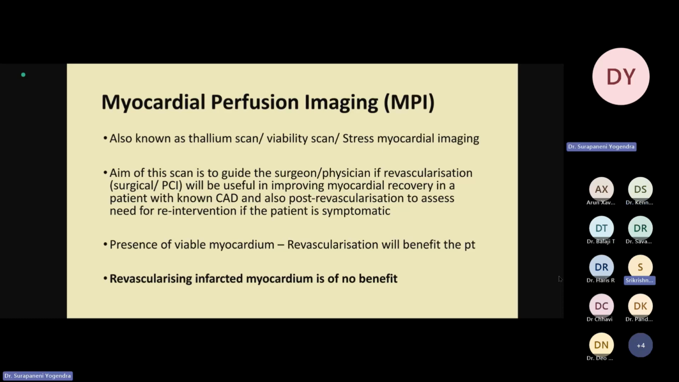Coming to myocardial perfusion imaging, also known as the thallium scan, viability scan, or stress myocardial imaging. The aim of this scan is to guide the surgeon or physician if revascularization, surgery, or percutaneous coronary intervention will be useful in improving myocardial recovery in a patient with known coronary artery disease, and also post-revascularization to assess the need for reintervention if the patient is symptomatic. Presence of viable myocardium means that revascularization will benefit the patient. Revascularization of an infarcted myocardium is of no benefit.